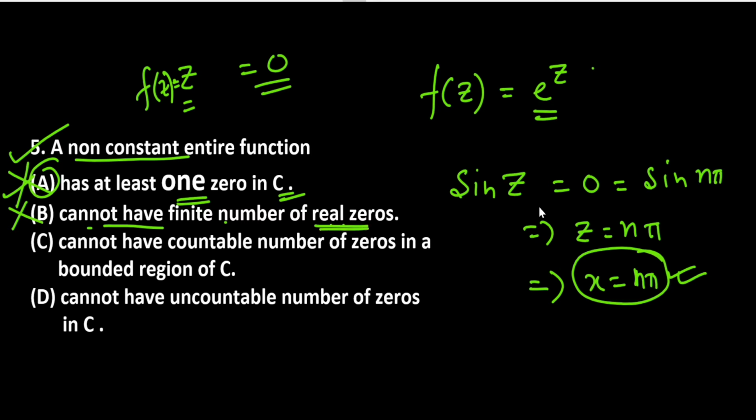Real zeros means the real x, since z equal to x plus iota y, so this x part gives the zeros. If you take 0, then I can write 0 plus iota into 0. You can take this example also for discarding option B. The option C says that it cannot have a countable number of zeros in a bounded region of C.